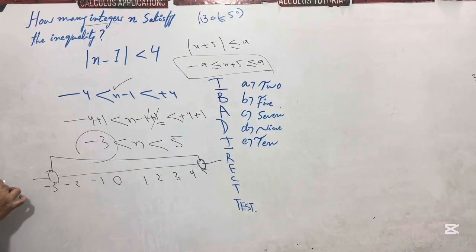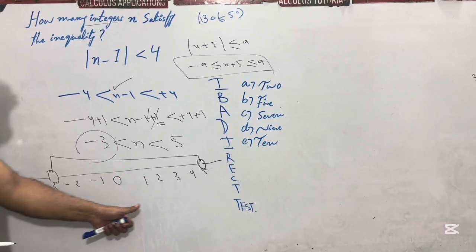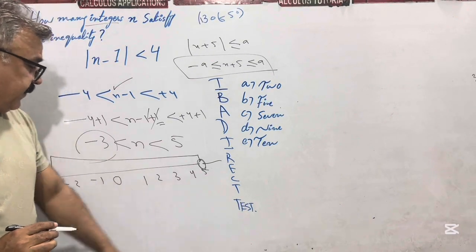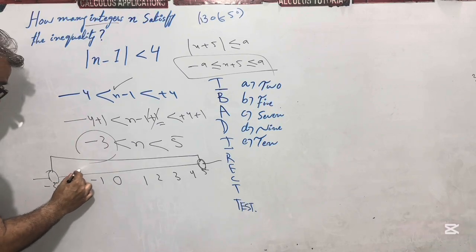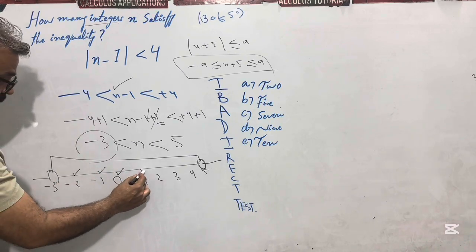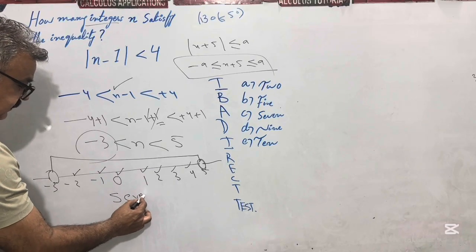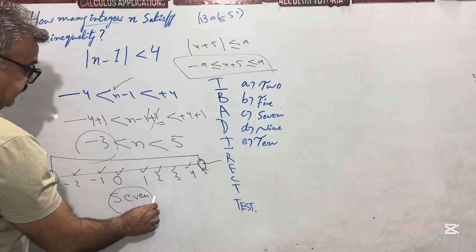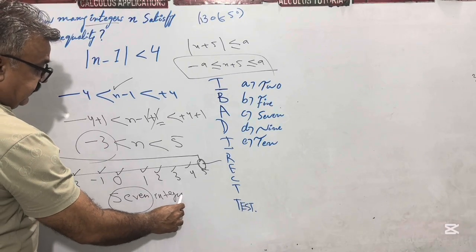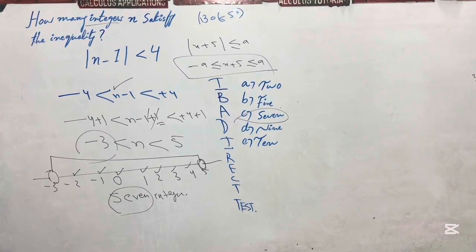In the portion in between, neither minus 3 nor 5 is included. All the rest are included. So we have a total number of integers: 1, 2, 3, 4, 5, 6, 7. 7 integers satisfy this inequality. So our right option is this one, 7.